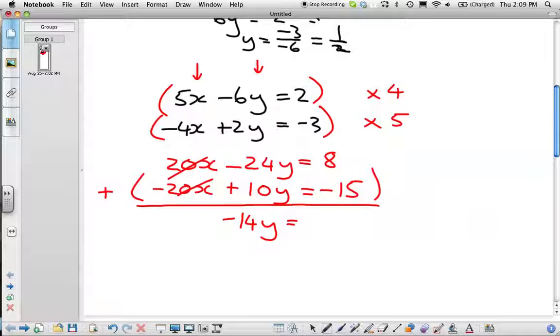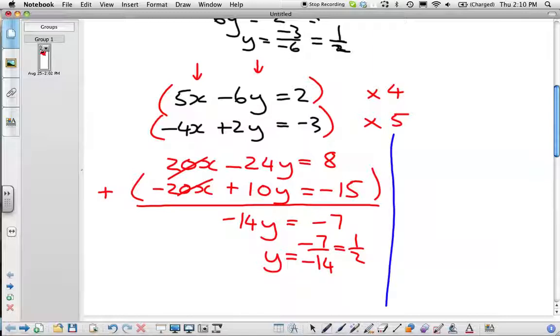equals negative 7. Negative 14y is equal to negative 7. I'm going to say y is equal to negative 7 divided by negative 14, which is equal to 1/2, which I got before. Let me just continue over here so that I can put it in the space. I now take that half and I substitute into any one of these equations. I'll do the same as I did before. I put it into this equation.